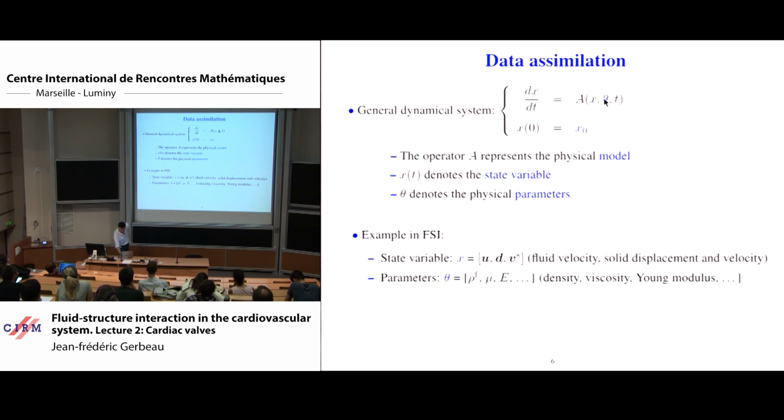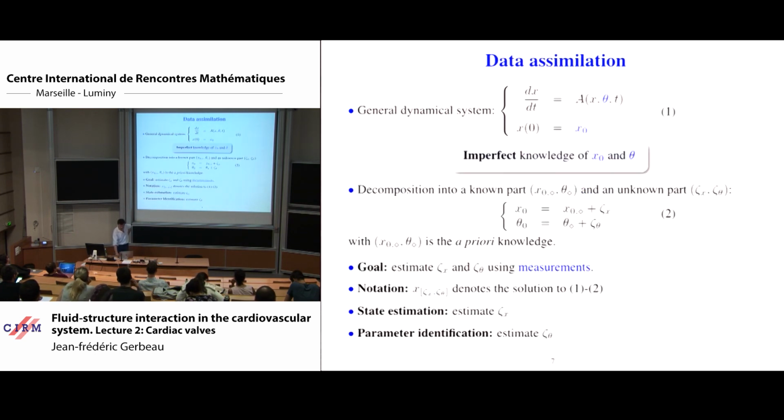And the parameters, theta, are typically the fluid density, fluid viscosity, the Young modulus, so the stiffness of the arteries, for example. And of course, we have an imperfect knowledge both on the initial state, x0, and the parameters. We have an imperfect knowledge, which means that we have an a priori knowledge, but also an unknown part, and the purpose will be to estimate this unknown part, both for the state, the initial state, and the parameters.